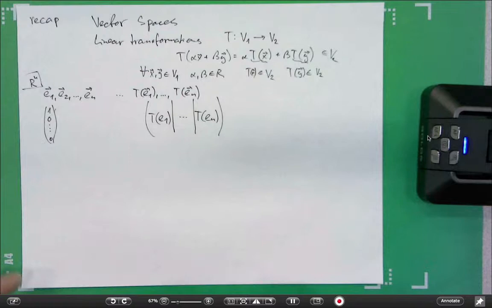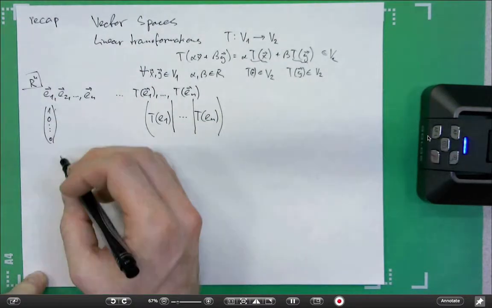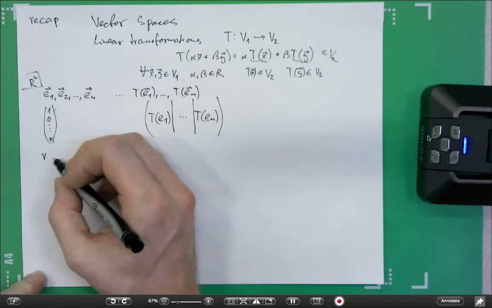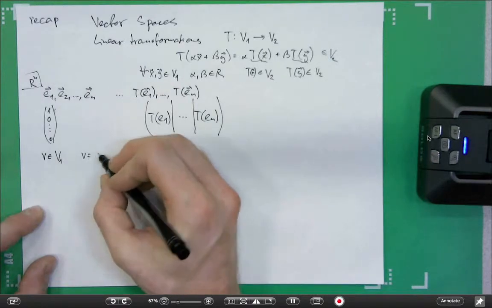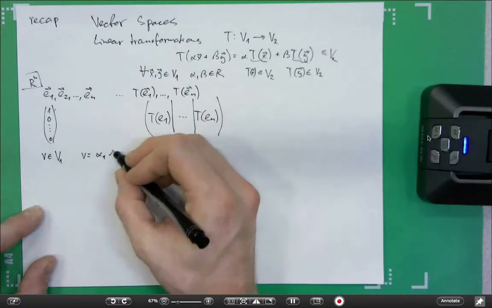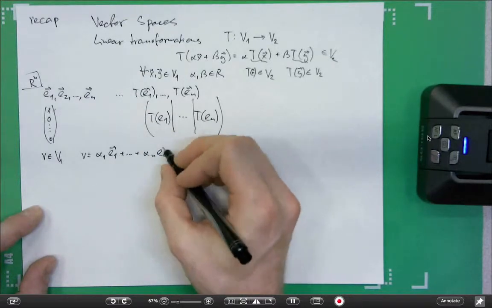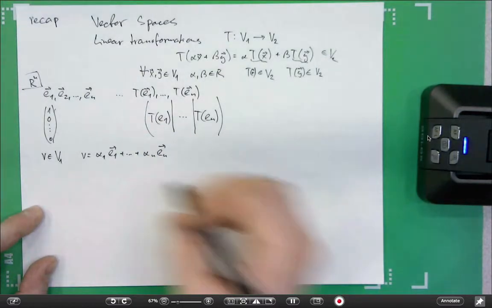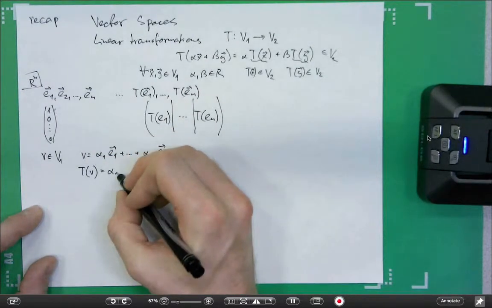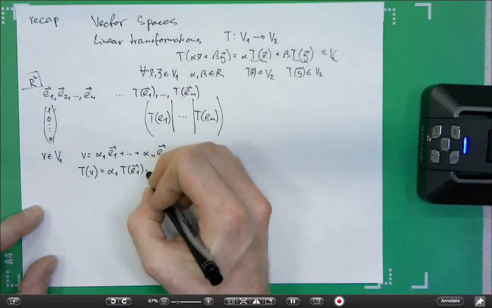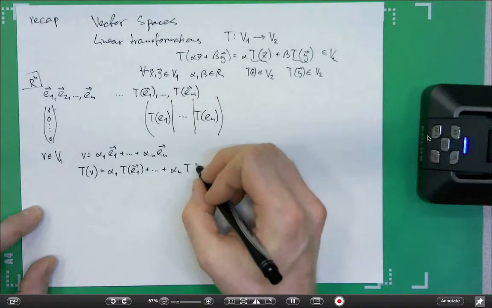So why is this? Maybe I can write it. If I take an arbitrary vector v from the vector space V1, then I know that I can write it as a linear combination of the basis vectors, right? This type of sum. And the action of the transformation on v, due to linearity, is just this: the action on the standard basis vectors, taking the same linear combination.